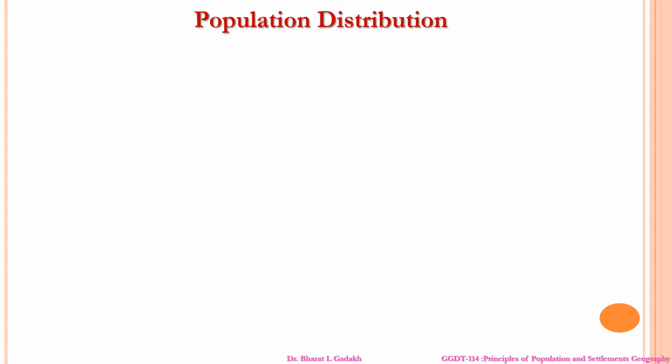Each population lives in a given area or territory, and the study of geographical or spatial distribution deals with the way in which they are distributed over the territory. A very simple definition of population distribution: each population lives in a given area or territory, and the study of geographical or spatial distribution deals with the way in which they are distributed over the territory.